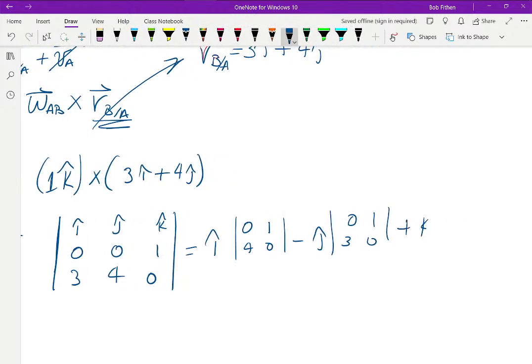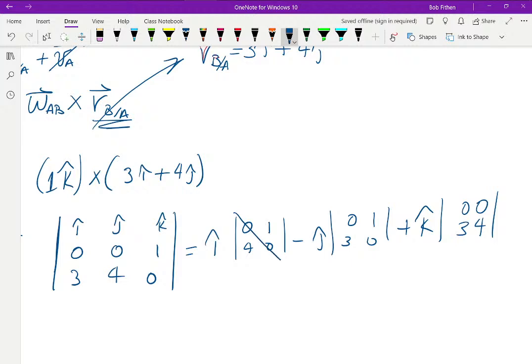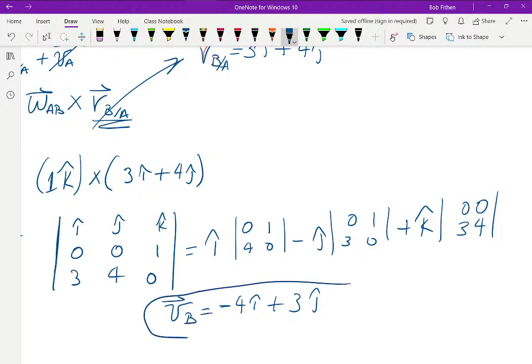And then plus k, and eliminating that row and that column, you get 0, 0, 3, 4. So in this, minus that gives you minus 4i. This minus that, but that's a minus over there, plus 3j. This would be the velocity of B.